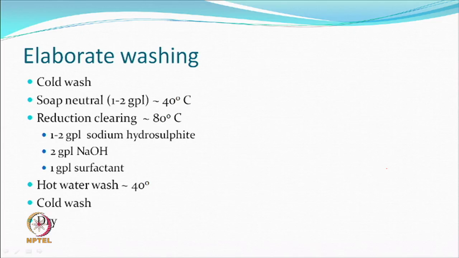The washing is elaborate in the sense that everything is being done, including cold wash and then a neutral soap. These two are the initial processes, and then there is an interesting process, which is reduction clearing. The same sodium hydrosulfite and alkali are there in this reduction clearing bath, and then you wash it with little hot, then cold, and then dry. So, even if it is a dispersed dye and direct printing on textile, you still require a good amount of washing sequence.